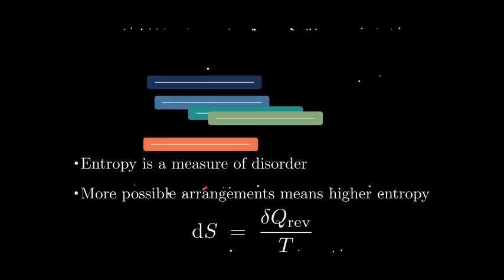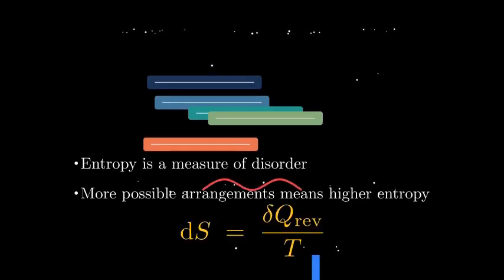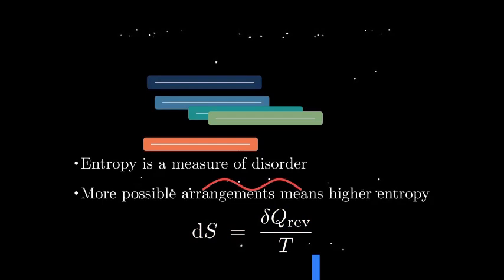In thermodynamics, for a tiny reversible heat transfer, delta S equals delta Q sub rev divided by temperature T. Reversible means the change is done so slowly that the system stays balanced.